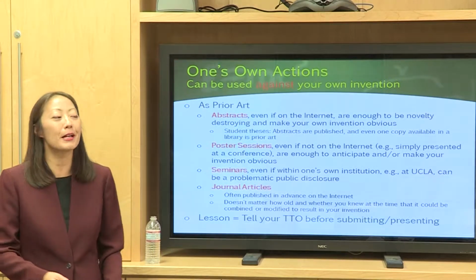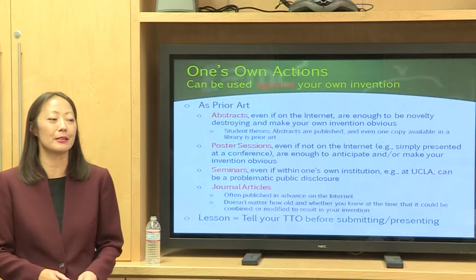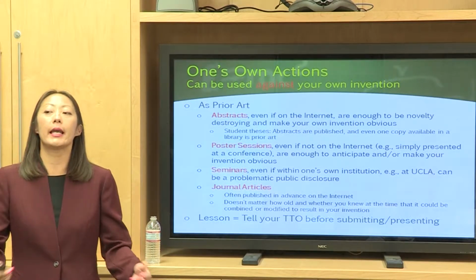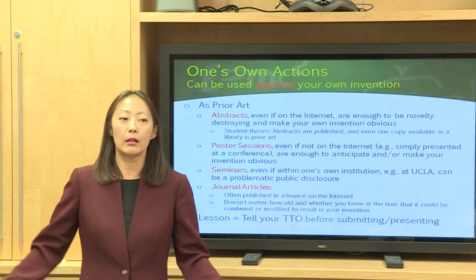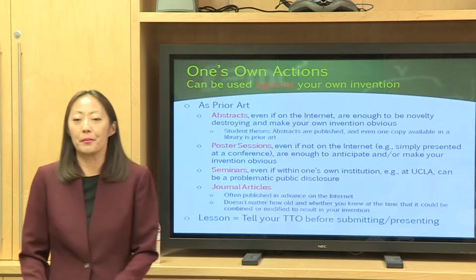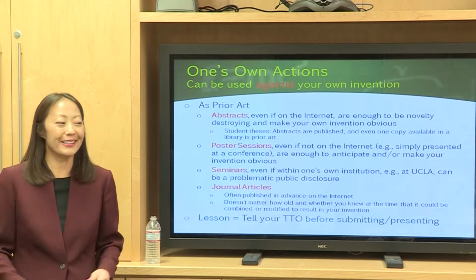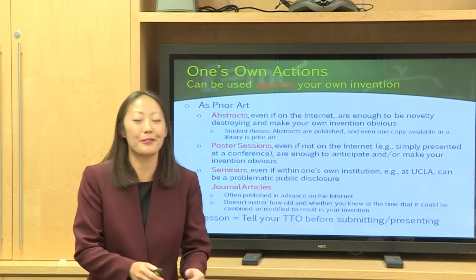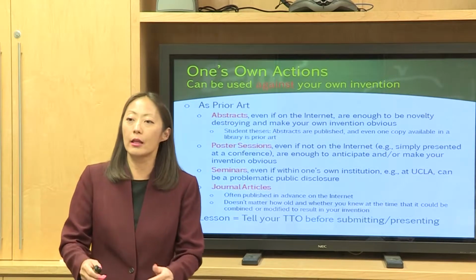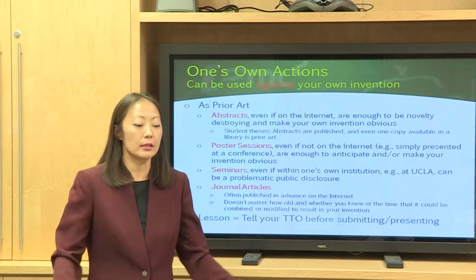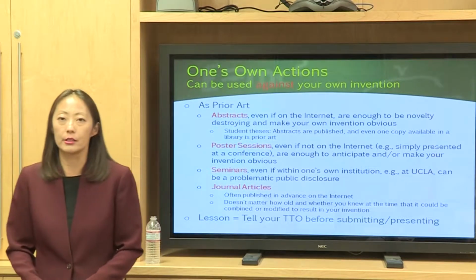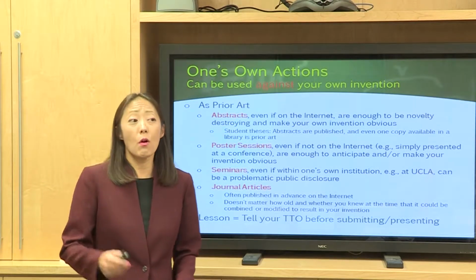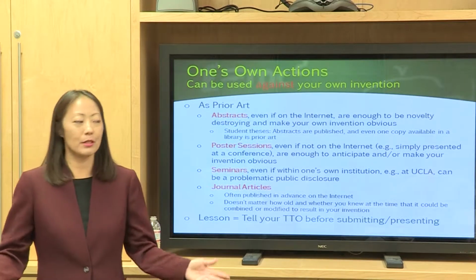Seminars too, even seminars within your own research institution, because there may not be confidentiality obligations in place, and there may be people who are not part of your research institution, non-UC entities, who are then considered public, and it's public disclosure because they don't have certain confidentiality obligations. Journal articles. Your own journal articles can be used against you.